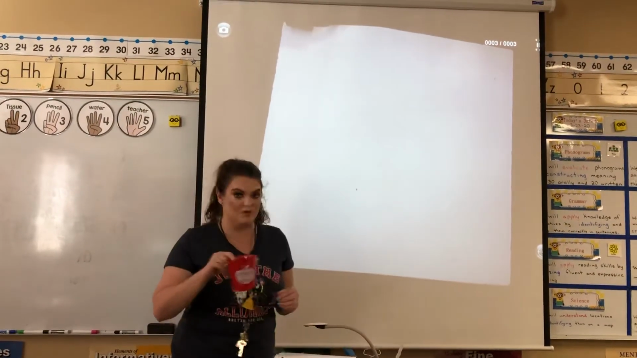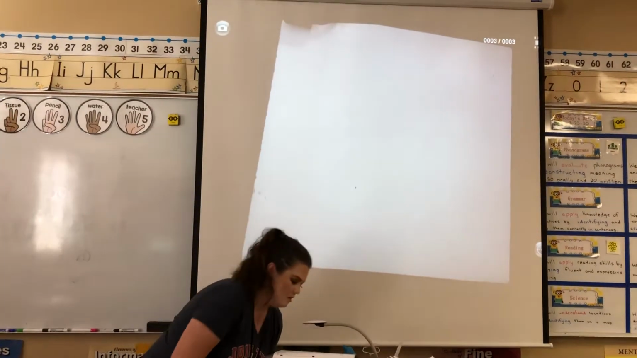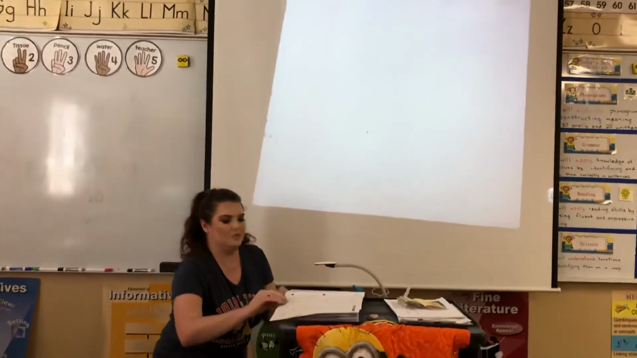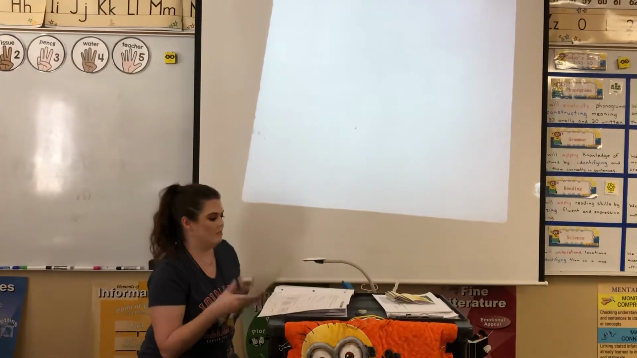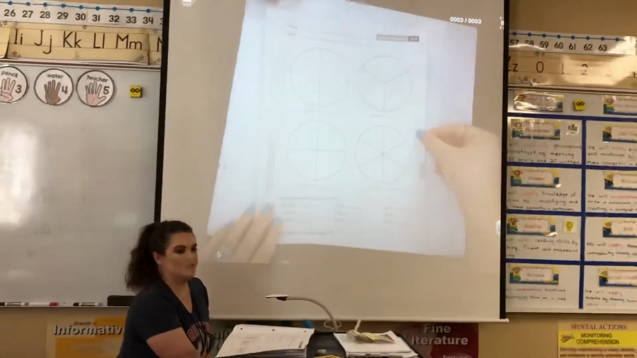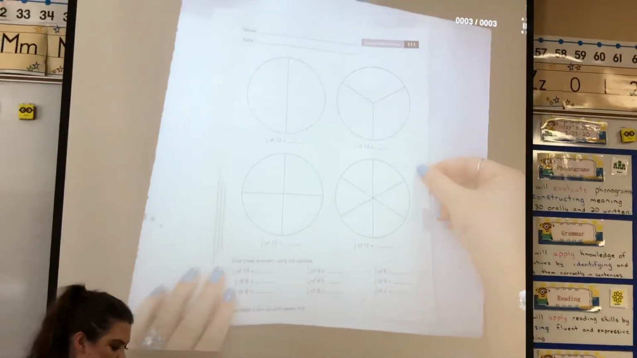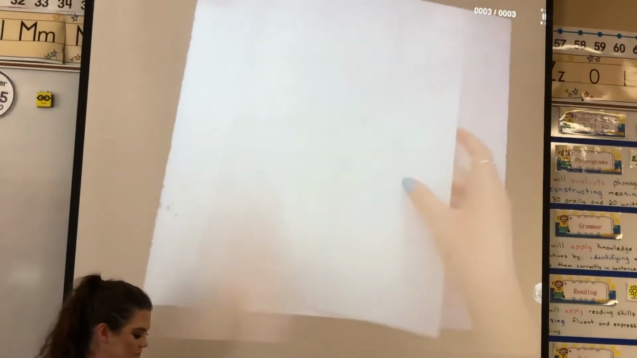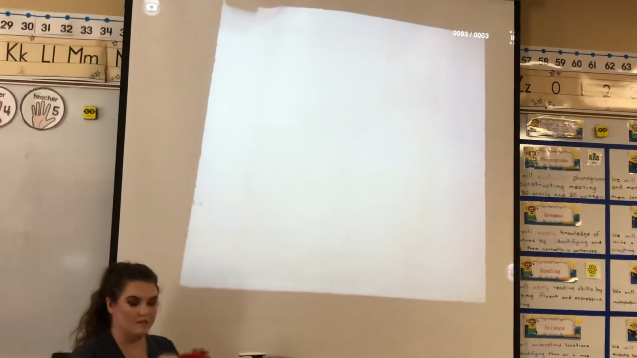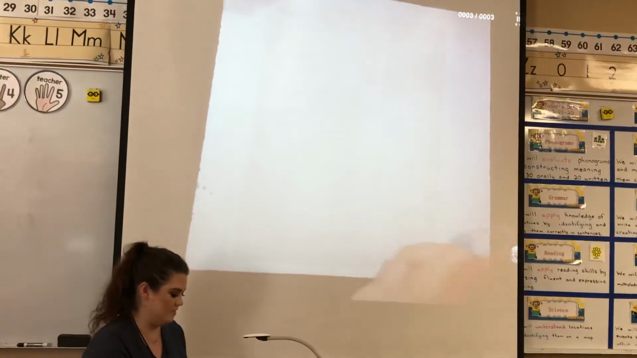So I already have my 12 pennies right here. And you will need this worksheet right here. So we'll actually be using the back of this paper right now. So let's flip it over to the back. And I want you to just dump out your pennies right onto the back of this paper.